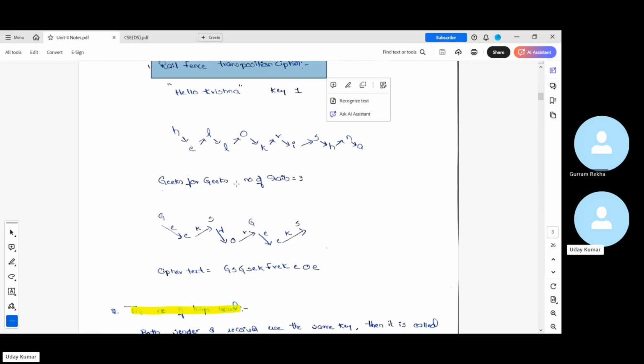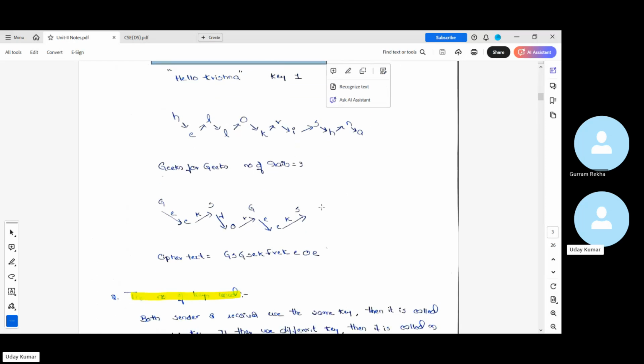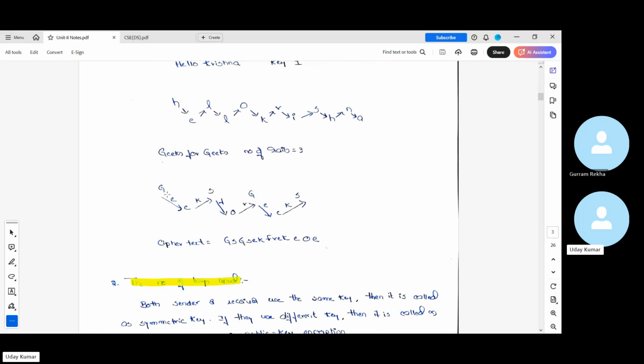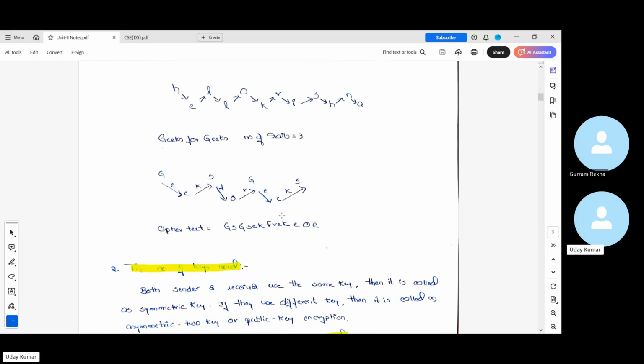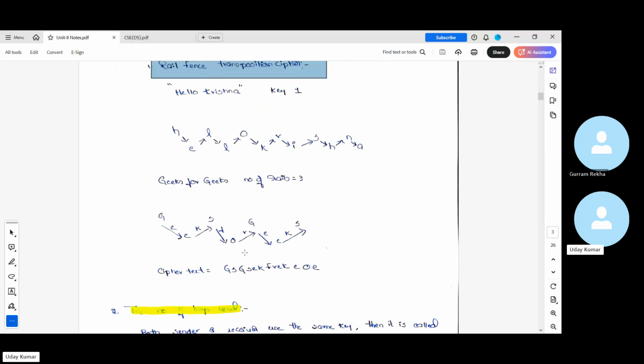Suppose GEEKS FOR GEEKS, and the number of rails is 3. So how do you write it? GEEKSFORGEEKS. Now, how do you write this? GSGS, then the next row, EKFREK, and EOE. Okay, this is how it works. What is this? This is a rail fence.